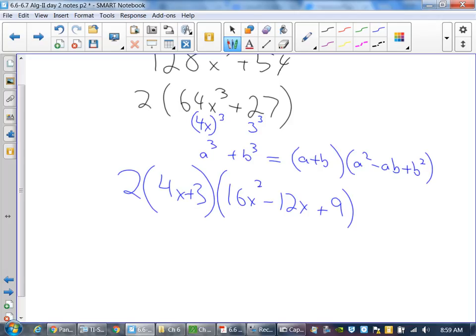I know it's been a while since we've seen that. Just make sure you guys have that. Yep, because it just says factor. If it said find all zeros, then you'd have a zero at negative 3/4, and then I would use the quadratic formula for the other one.